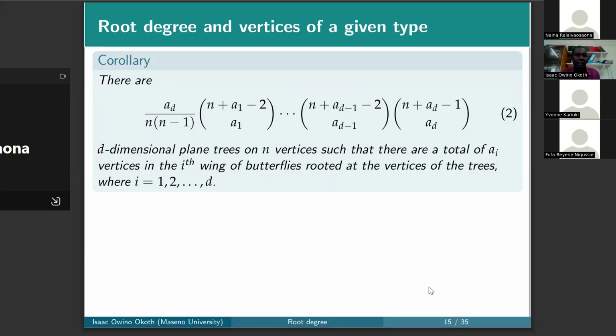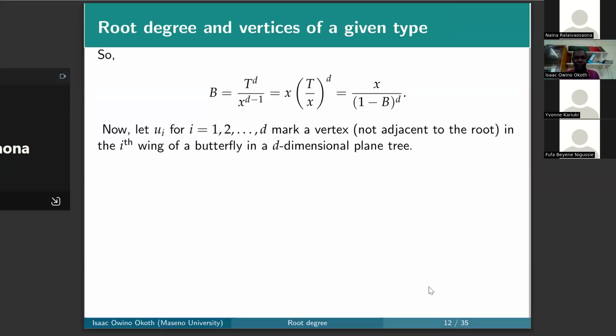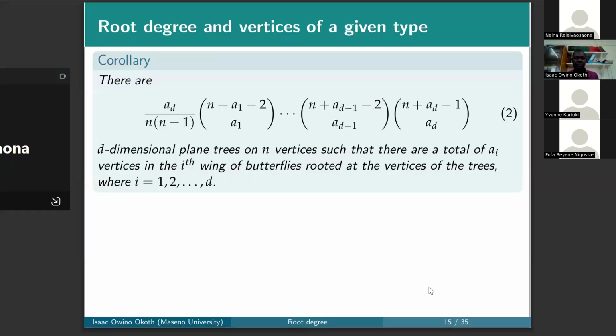So then we can get the number of such trees with a given root degree and vertices of a given type. That is, if there are a_i vertices in the ith wing of the butterflies rooted at vertices of the tree, where i ranges from 1 to d, then the number of such d-dimensional trees on n vertices is given by equation 2. This follows easily from the theorem we just proved by noting that we only need to take r as the sum of a_1 to a_d. Then we obtain formula 2.